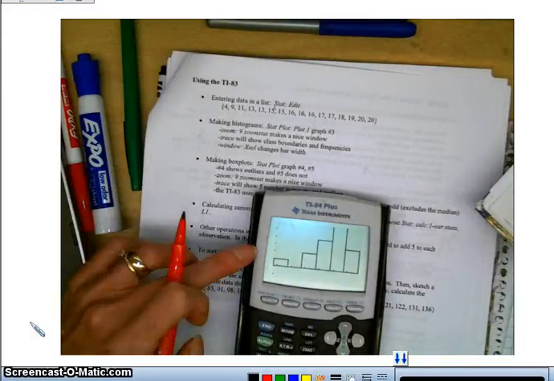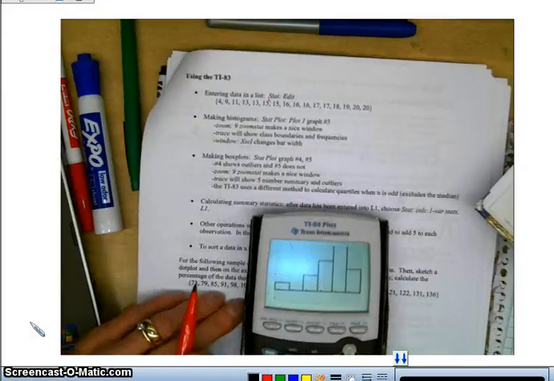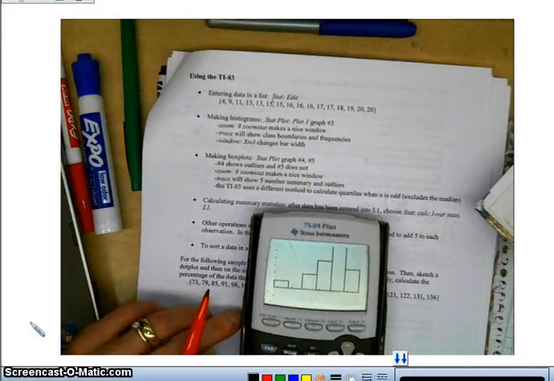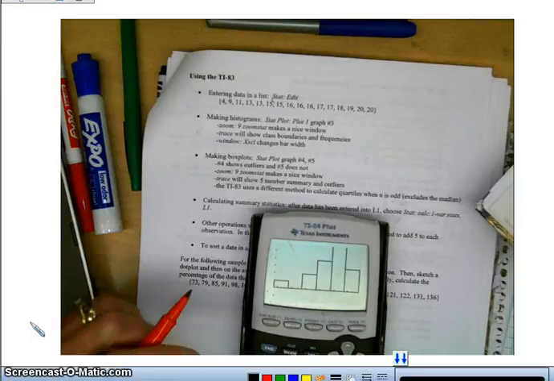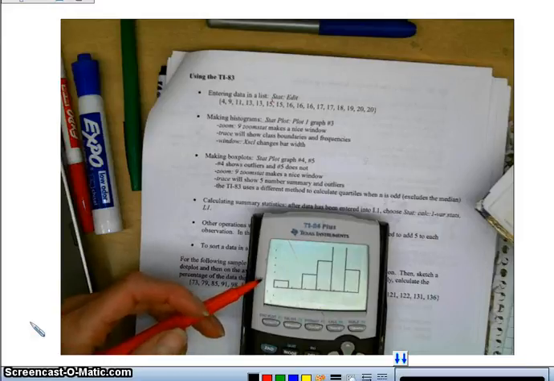Now, if yours isn't like mine, isn't mine beautiful? If yours is not, what does it tell you to hit? Zoom 9. Hit zoom 9. It's statistical zoom, and it'll put it all there. What if you want to know the numbers? Because if you draw a histogram like this on your paper, I'm not giving you any points, because to me, you just drew some boxes. Are you listening? Yes. Okay.